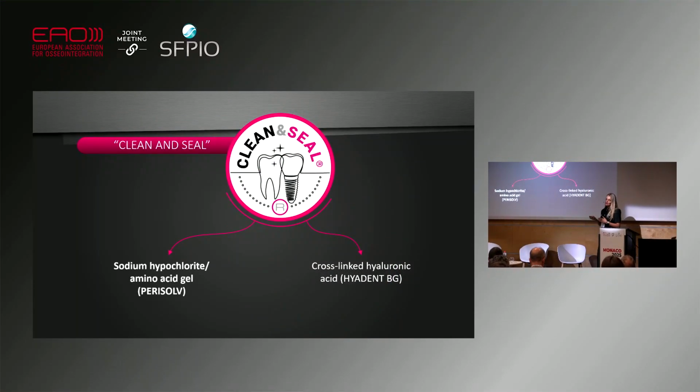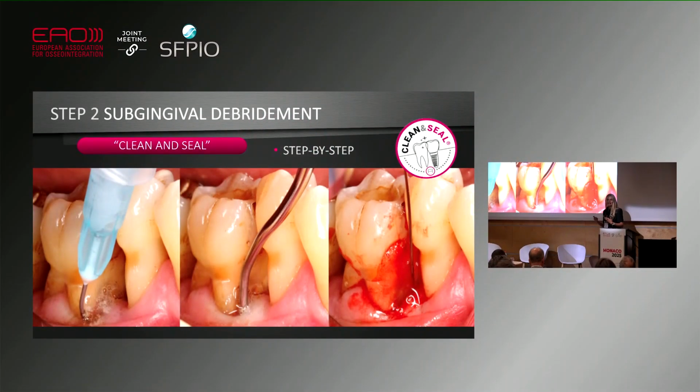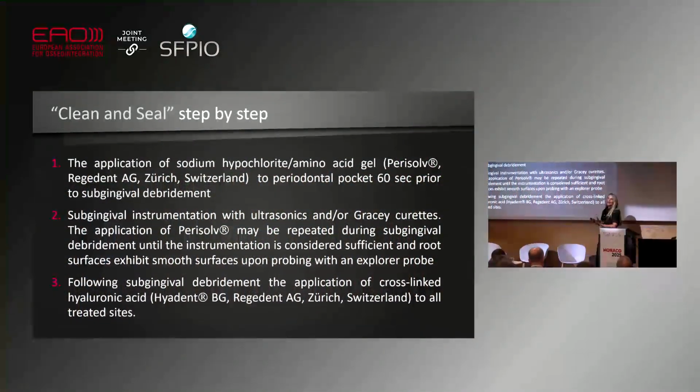It consists of 2 constituents. The first one is a sodium hypochlorite amino acid gel that is known as Perisolv, and the other is a cross-linked hyaluronic acid of high molecular weight, known as Hyaluronic BG. What is the step-by-step approach of the method? So theoretically, I will soon demonstrate it clinically.